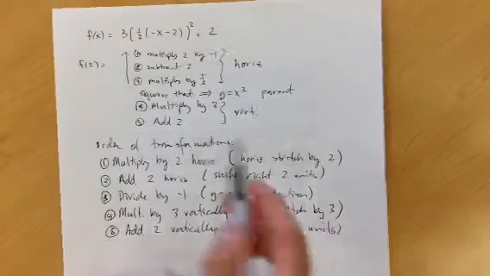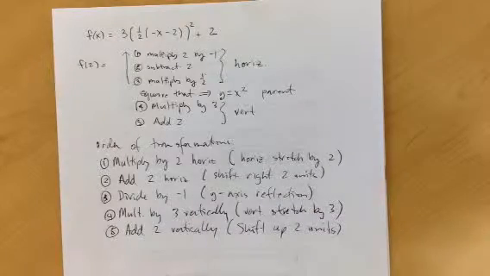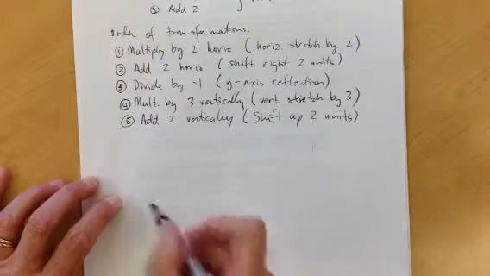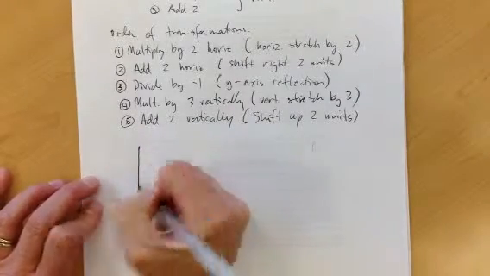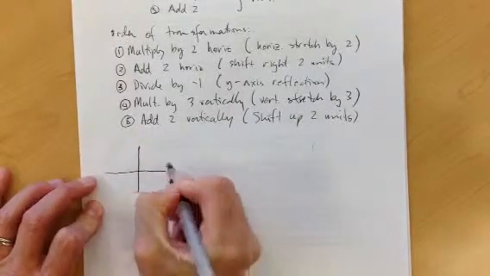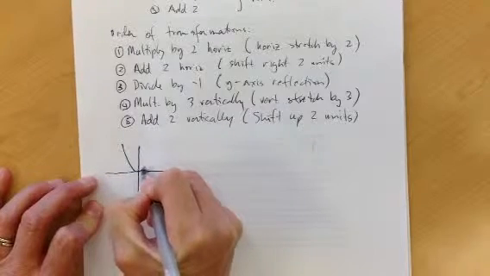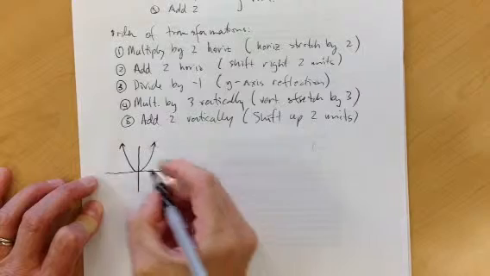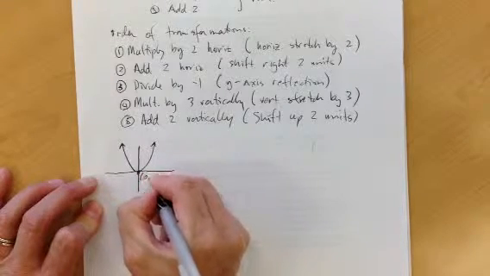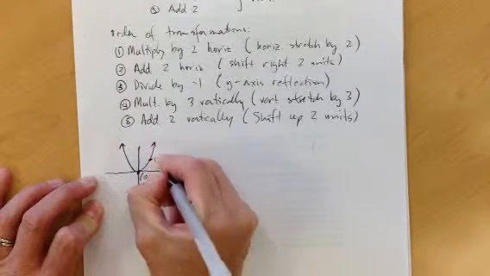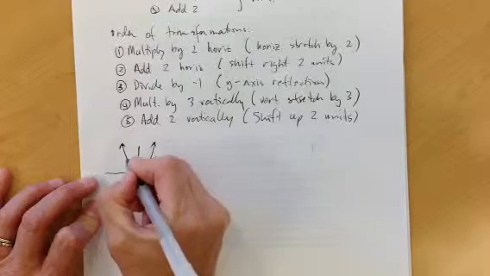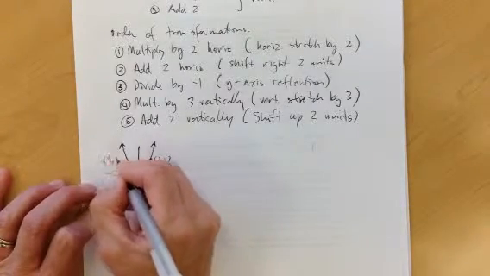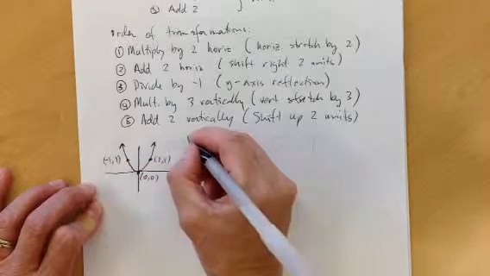Okay, so now these are the transformations. Let's go ahead and do them. So we start with the parent graph and 3 points on the parent graph. The parent graph is y equals x squared. 3 points are 0, 0, 1, 1, and negative 1, 1. So let's start with negative 1, 1.